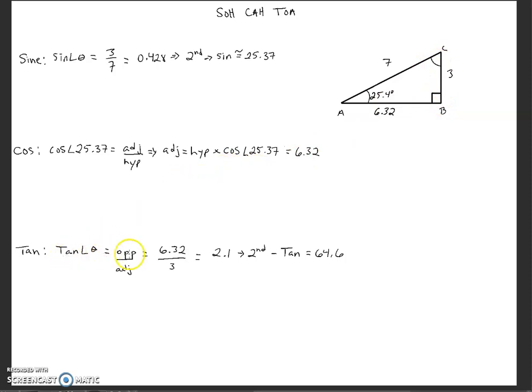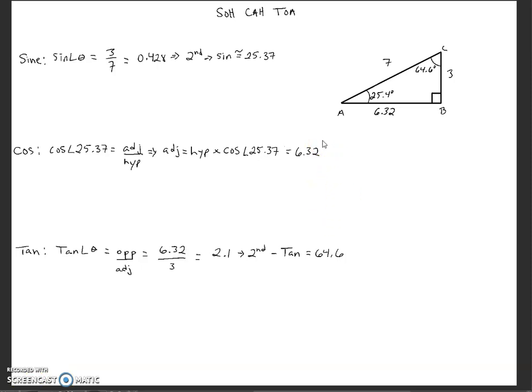So the tan of angle theta is opposite over adjacent, which means 6.3 divided by 3, 2.1. It makes sense. This is not to scale, by the way, but either way, 2.1, second function, tan, gives you 64.6 degrees. And that finishes off that first exercise.